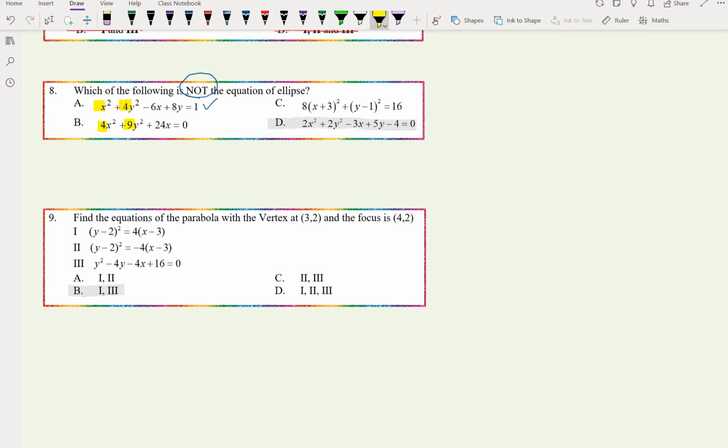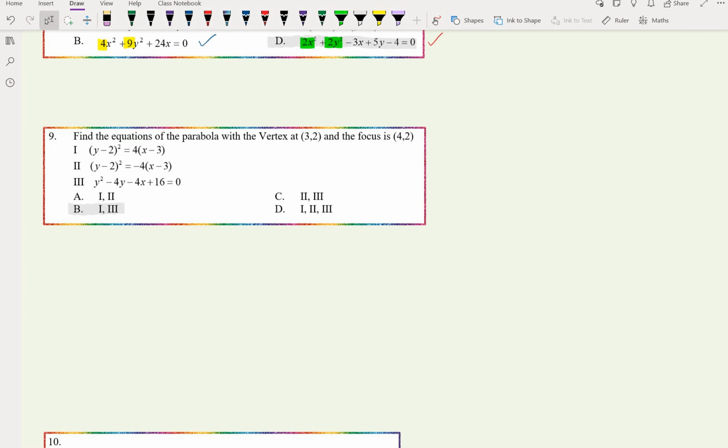Next, we have 4x square plus 9y square. That is also an equation of an ellipse. Next, we have in option C the standard form. So, what we can do is we can divide the whole equation by 16 to get the right side equal to 1. So, that is also an equation of an ellipse. Hence, we get the answer that is not an ellipse is D. For option D, we can also look at the coefficients, which are 2x square and 2y square. So, obviously that is a circle.